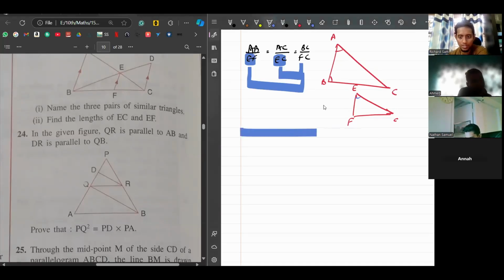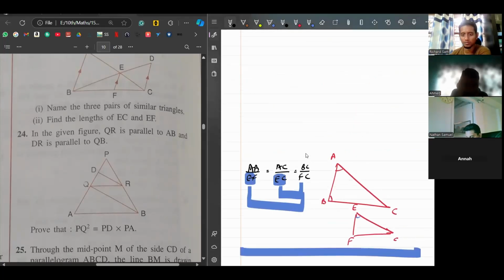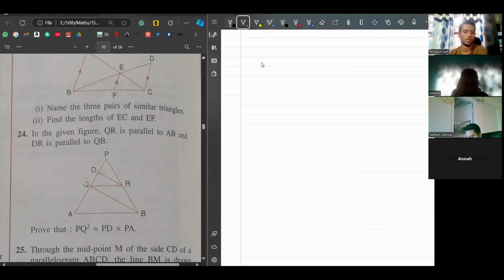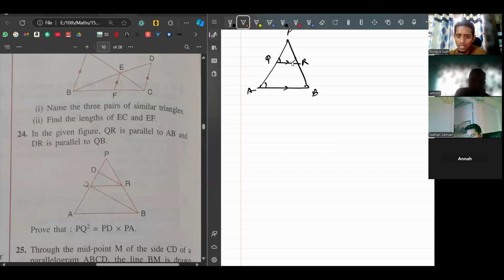All right. In this question 24, first QR is parallel to AB. We can draw them as one set of triangles here. Okay, this is QR and this is AB. So here you have two triangles, PQR and PAB. Since these two lines are parallel, we can use these laws, like these two angles are the corresponding angles. And angle R and angle B will also be corresponding. And angle P is the common angle. So using these three properties, you have to show that these two triangles are similar.